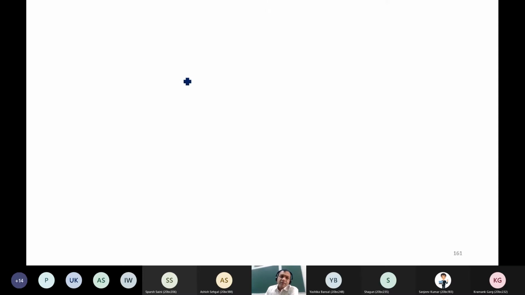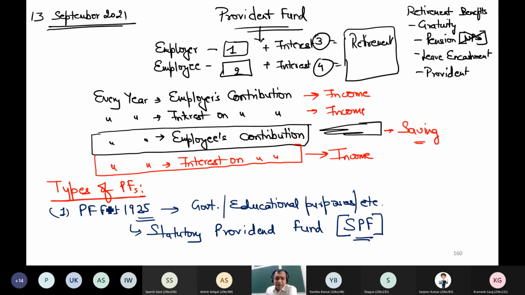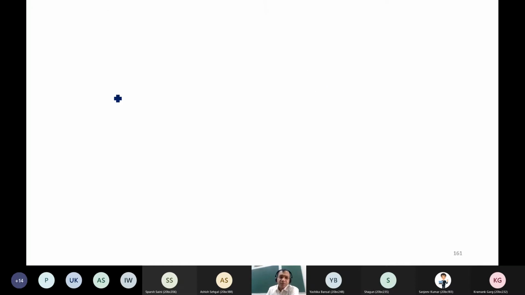Now, every Provident Fund Act has different conditions. There are different conditions involved about interest, and what conditions are to be satisfied. It's around a 13-page act where we have different conditions to be fulfilled if our organization wants to be covered in the Provident Fund Act of 1925. That is known as SPF.